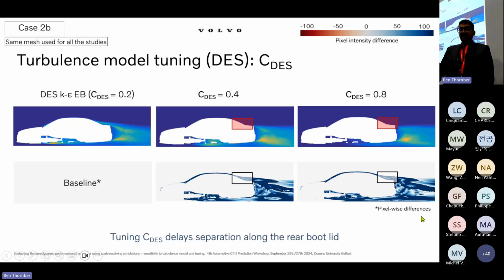And that's also explained here in the pixel-to-pixel difference. This is mainly because by increasing the CDES factor, we trick the solver into believing that it's coarser than it actually is, right? So then you can delay the separation point. This has also been shown in the literature to be one of those tweaks to avoid grid-induced separation. So you can play with CDES to get the behavior that you think is more representative of your experimental data.